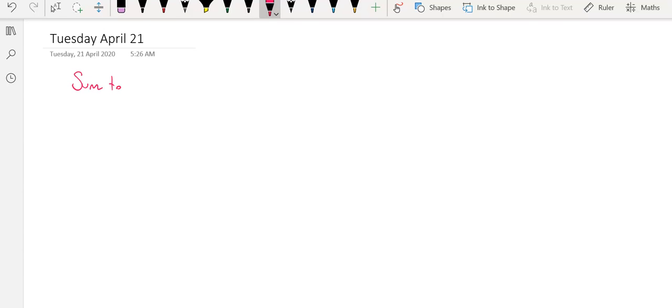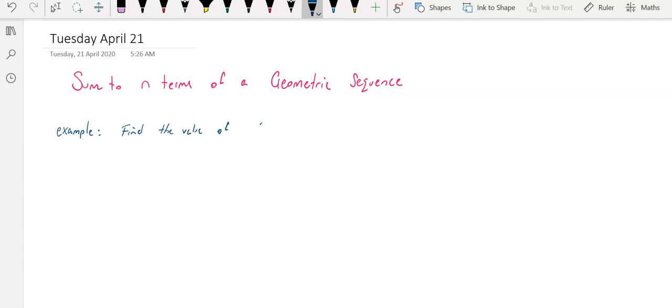Sum to n terms of a geometric sequence. Okay, so let's start perhaps with just looking at an example. So the example might be that we want to find the value of, let's say, 2 plus 6 plus 18 plus 54.